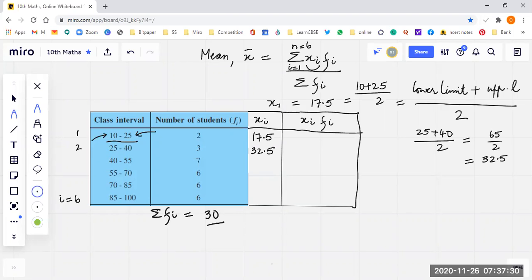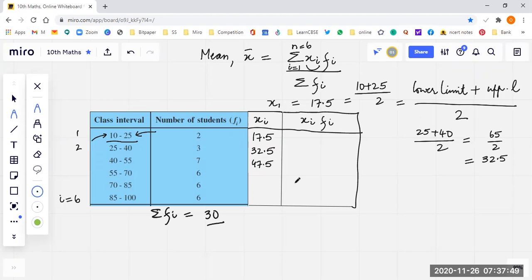Now I'm simply copying the other data from the textbook. Then 47.5, 62.5, 77.5, 92.5. Okay, now students, do you need to add these and divide by 2 every time?